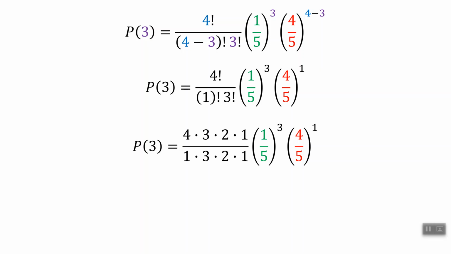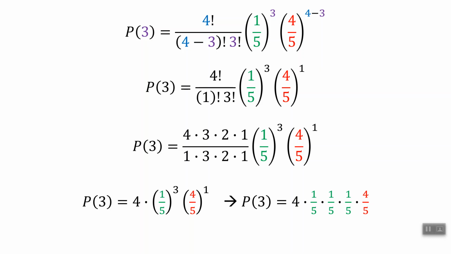If I multiply the numerator and denominator and divide it out, you can do this on your own if you have trouble following me, that number is 4 out front now. I'm circling it. That number is 4. And of course we have the 1/5 to the 3rd power and the 4/5 to the 1st power. So what this has just done is recreate what we did initially. Think about it. There were 4 scenarios, or cases I should say. I called them case 1, 2, 3, 4.